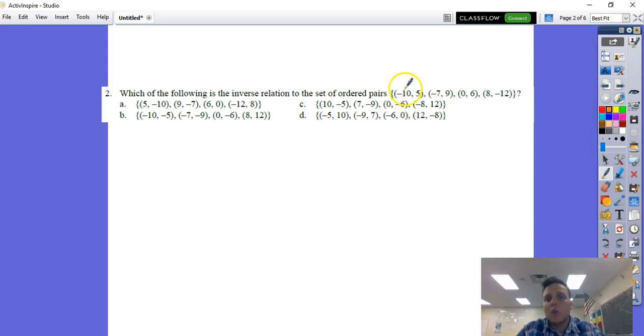So that means I'm switching negative 10 and 5. So I should look for something that says 5, negative 10. Well, that's easy because this says 10, negative 5. I'm not switching the negative signs. I mean, I'm switching the numbers. So negative 10 and 5 need to switch completely, so it should be 5 and negative 10. And the only one that has that is A.